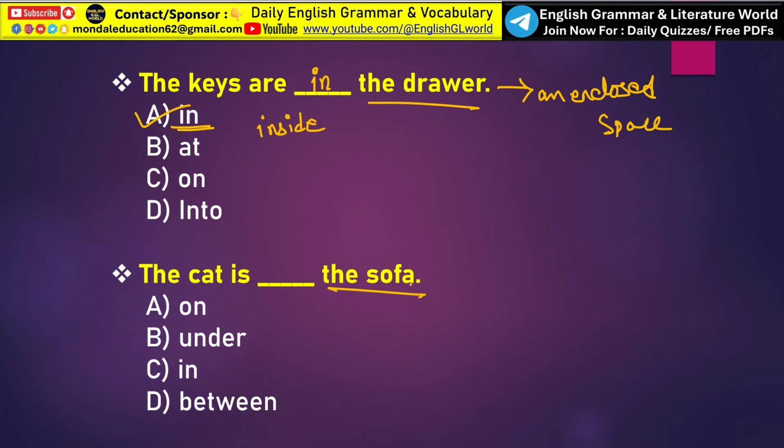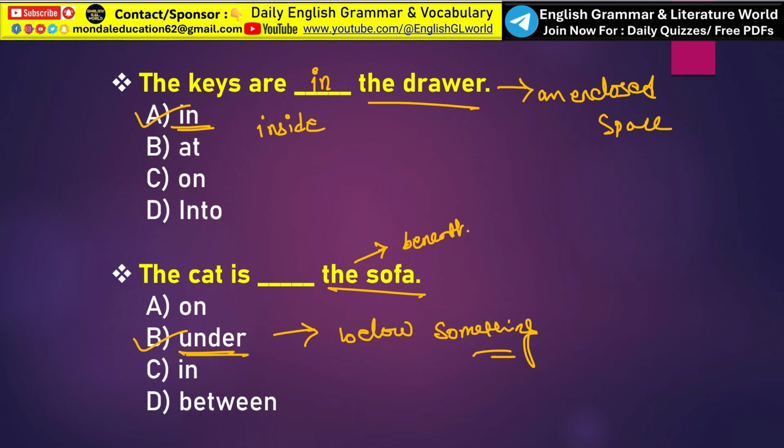Next, the cat is dash the sofa. So look, the correct answer is option B, that is under. Under means below something. So here the cat is under the sofa. The sentence shows the position of the cat beneath the sofa. That's why we have to use the cat is under the sofa. So under is the correct answer.